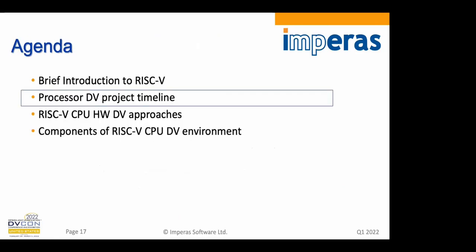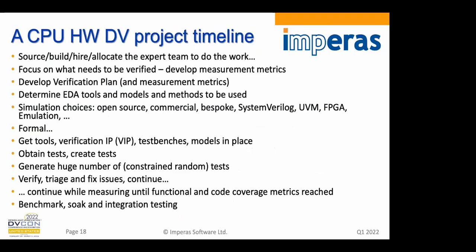And in terms of a project timeline, if you want to do processor DV, what do you need to do? Well, the first thing you have to do is get a team together. This is when we talk to customers: what do you need to do to get processor DV done? First, you need an expert team to get on with the verification, and you need to work out what you want verified and develop metrics. One of the most important things is to develop a verification plan with these metrics in it, so you know exactly what you're trying to get to, the quality you're trying to get to, the areas you've got to verify and test. And that is what you're going to have to measure.